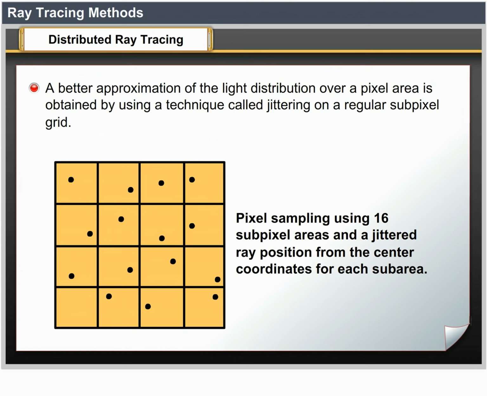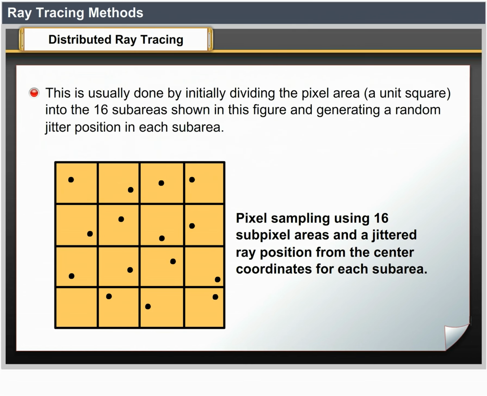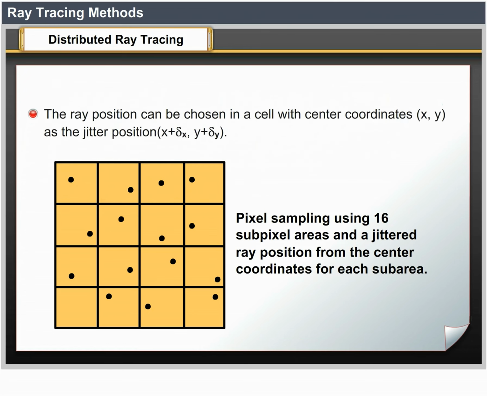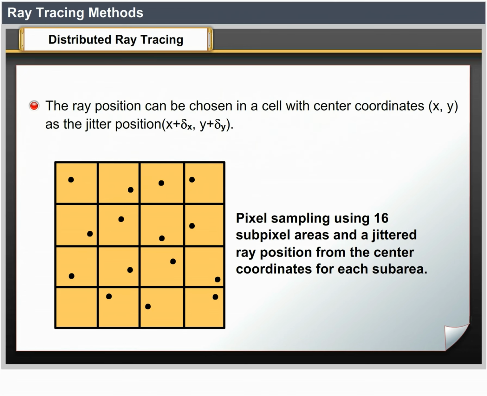This is usually done by initially dividing the pixel area, a unit square, into the 16 sub-areas shown in this figure and generating a random jitter position in each sub-area. The random ray positions are obtained by jittering the center coordinates of each sub-area by small amounts delta x and delta y, where both delta x and delta y are assigned values in the interval [-0.5, 0.5]. We then choose the ray position in a cell with center coordinates (x, y) as a jitter position (x + delta x, y + delta y).